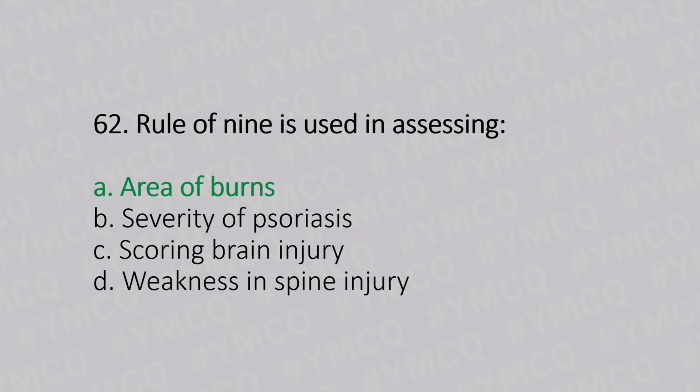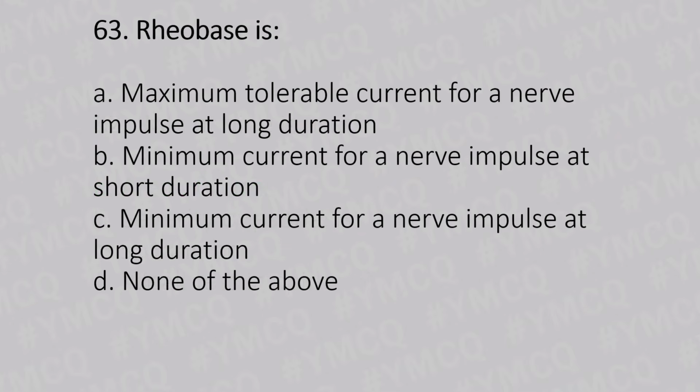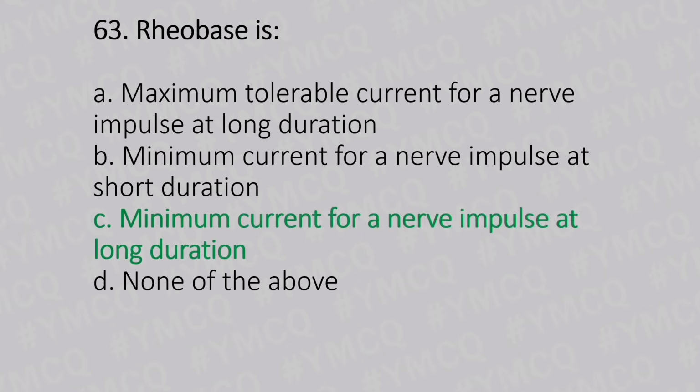Moving to our 63rd question. Rheobase is option A, maximum tolerable current for a nerve impulse at long duration, option B, minimum current for nerve impulse at short duration, option C, minimum current for nerve impulse at long duration, option D, none of the above. And the answer is option C, minimum current for nerve impulse at long duration.